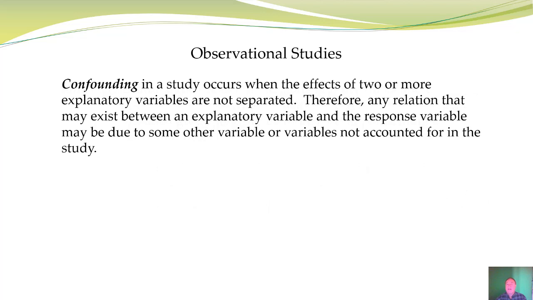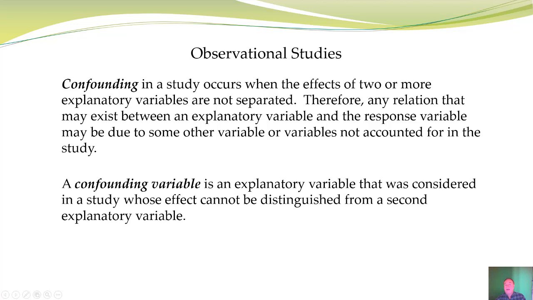Now, confounding in a study occurs when the effects of two or more explanatory variables are not separated. Therefore, any relation that may exist between an explanatory variable and a response variable may be due to some other variable or variables not accounted for in the study. This is when confounding occurs. A confounding variable is an explanatory variable that was considered in the study whose effect cannot be distinguished from a second explanatory variable.